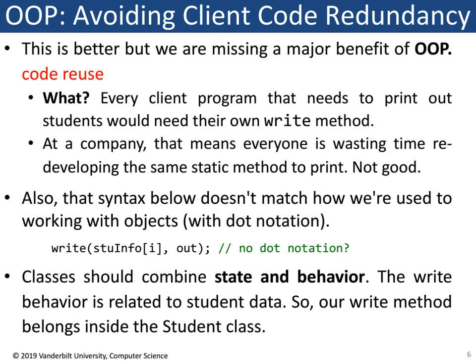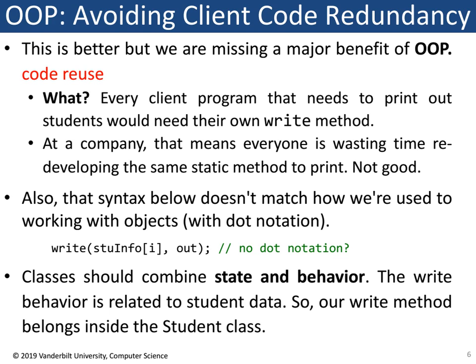That's better than using a for loop in the main and having to brute force write all these to an output stream. But one thing we're missing here is the major benefit of object-oriented programming, and that's code reuse. While we have written a method to be able to print a particular student's information to an output stream, and we can reuse that in our program all over the place, someone else who imports our student class won't have that write method. You see what I'm saying?